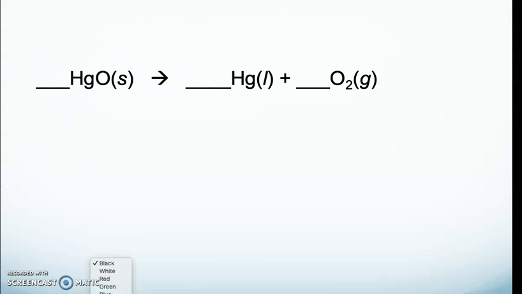You have your HgO, your AB. When the HgO breaks down, it forms Hg liquid plus your O2 gas. So you have your compound, your AB, and then forming your A and your B. So it's very simple. Then you balance it. You place a 2 here to balance the O's, and then a 2 here to balance your Hg's.